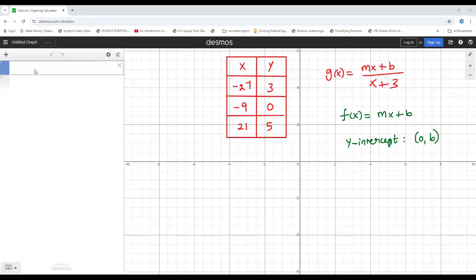For that, I have to click the plus sign in the top left corner. When I click on it, we'll have some options. There is a drop-down box, and in that I just have to click on table.